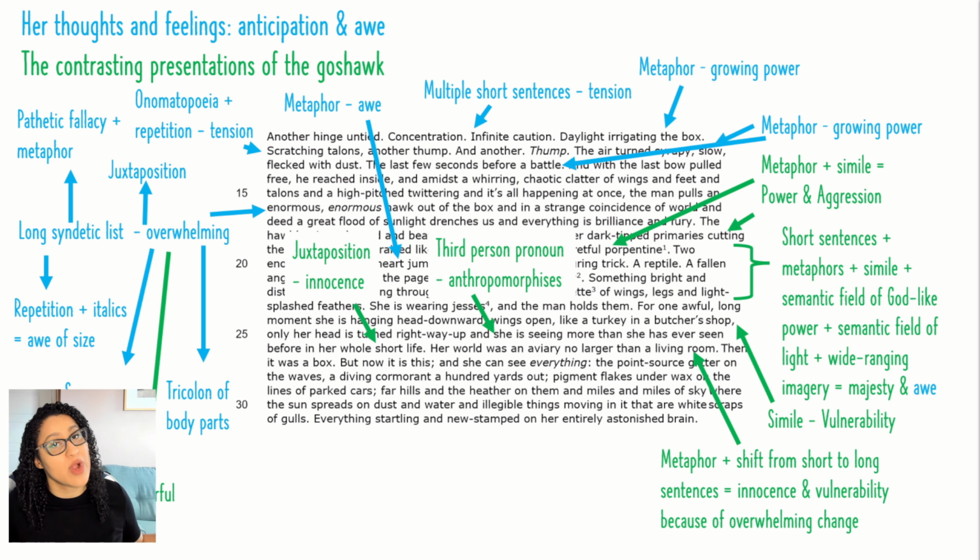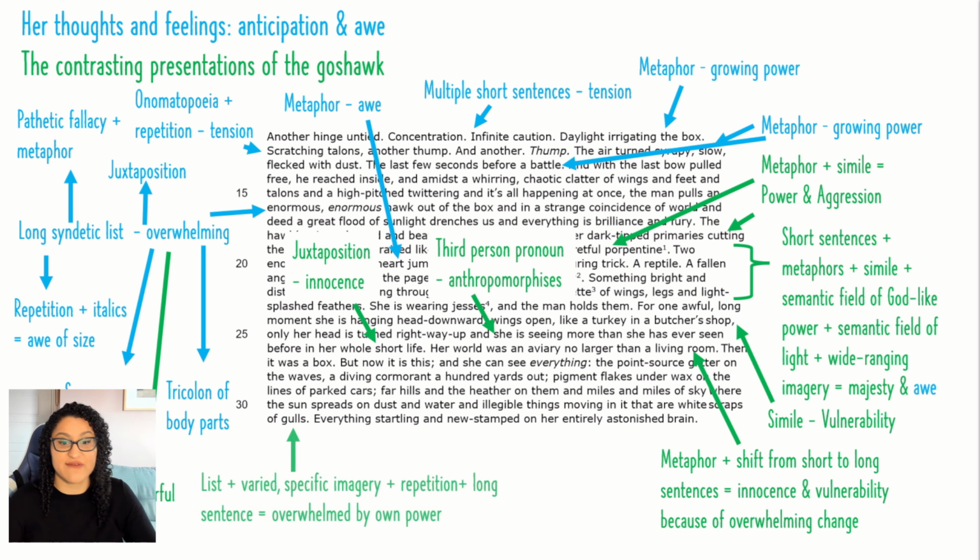First of all, the fact that it is a really long list creates that feeling of being overwhelmed, but also the imagery within the list is on the one hand really specific, pigment flakes under wax, but also really varied. Glitter on the waves, hills, heather, sky, cars, loads of different concrete nouns. So having all those different images listed like that, as well as that repetition of miles and miles of sky, as well as it being a really long sentence, all creates a feeling of being really overwhelmed.